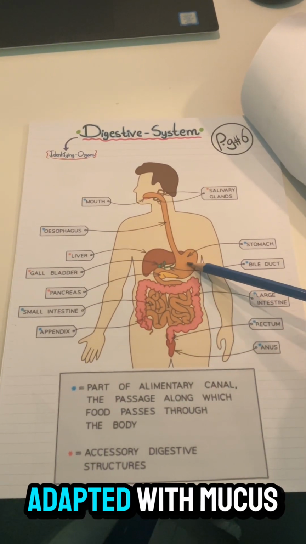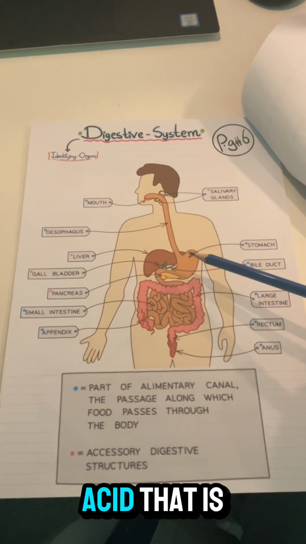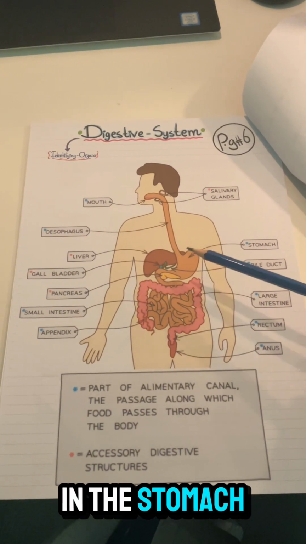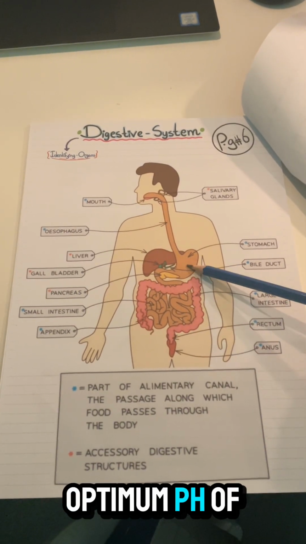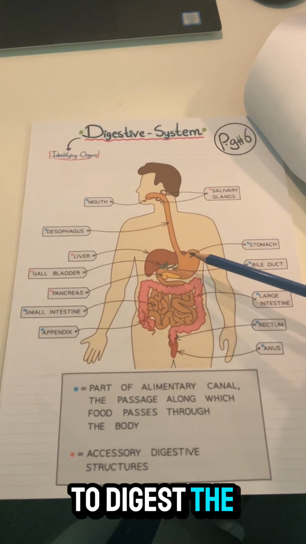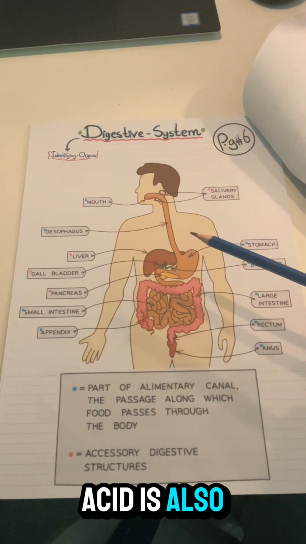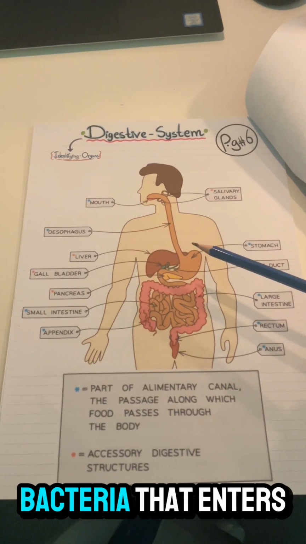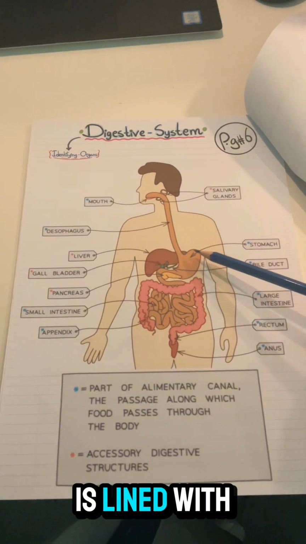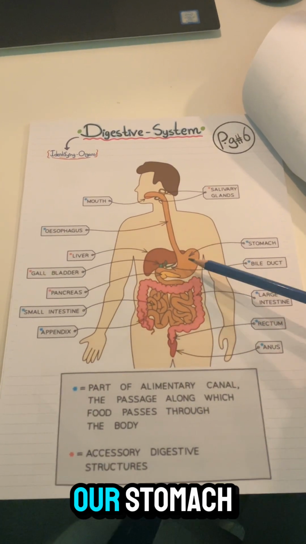The stomach is adapted with mucus and hydrochloric acid. Hydrochloric acid is an acid that is going to do two things in the stomach. Number one, it will provide an optimum pH of 2 for the protease enzyme to work at optimum pH to digest the proteins best into amino acids. And the hydrochloric acid is also going to be present to kill any bacteria that enters the stomach. And the stomach is lined with mucus to prevent this acidic hydrochloric acid affecting our stomach.